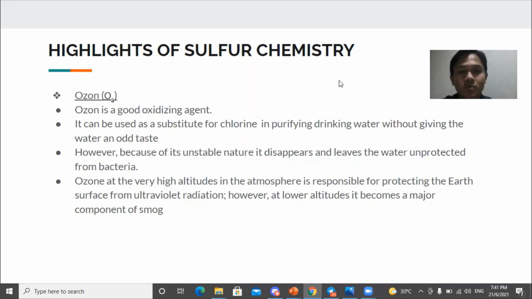And now I would like to continue this presentation regarding the sulfur chemistry, which is ozone. So basically, ozone is a good oxidizing agent. It can be used as a substitute for chlorine in purifying drinking water without giving the water an odd taste. However, because of its unstable nature, it disappears and leaves the water unprotected from bacteria. Ozone at a very high altitude in the atmosphere is responsible for protecting the Earth's surface from ultraviolet radiation. However, at lower altitude, it becomes a major component of smog.